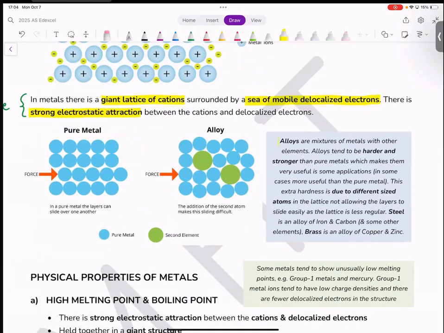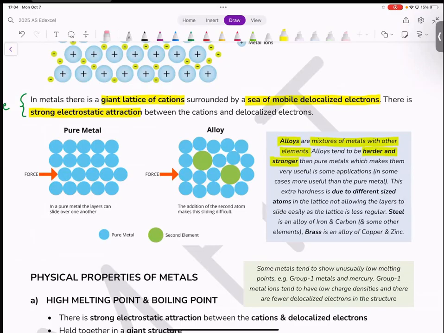What are alloys? Alloys are mixtures of metals. A lot of people think they're mixtures of metals, but they're mixtures of metals with other elements: metal plus metal or metal plus non-metal. Alloys tend to be harder and stronger than pure metals, which makes them very useful in some applications. In most cases, it's more useful than the pure metal.